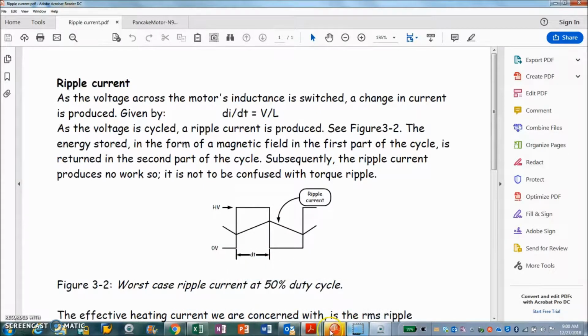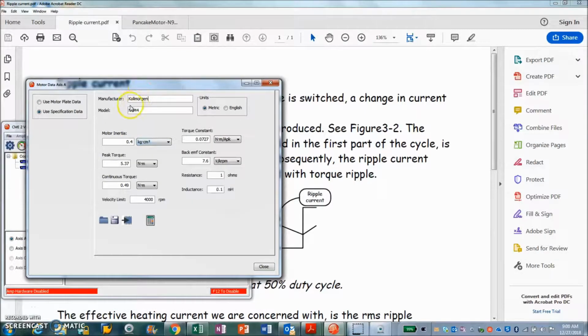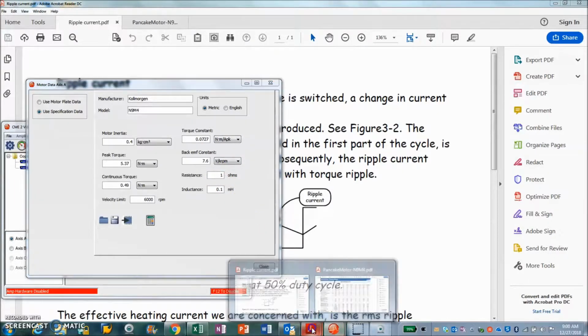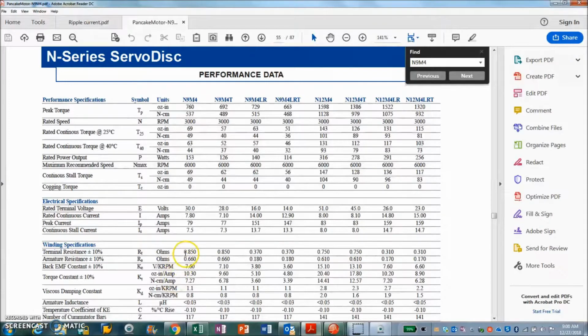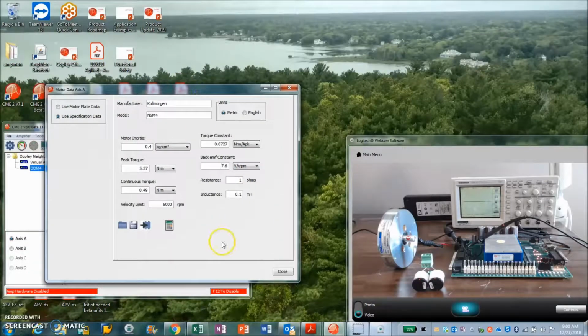But first we'll enter the data for the motor. So, a Kollmorgen, some inertia, peak and continuous torque. The max speed is 6,000. Newton meters per amp, volts per kRPM. I'm going to say 1 ohm because it's got a couple of numbers here on the data sheet for resistance: the terminal resistance and the armature resistance. I think they'll add up. It's the total resistance that we're worried about for the ripple watts lost.